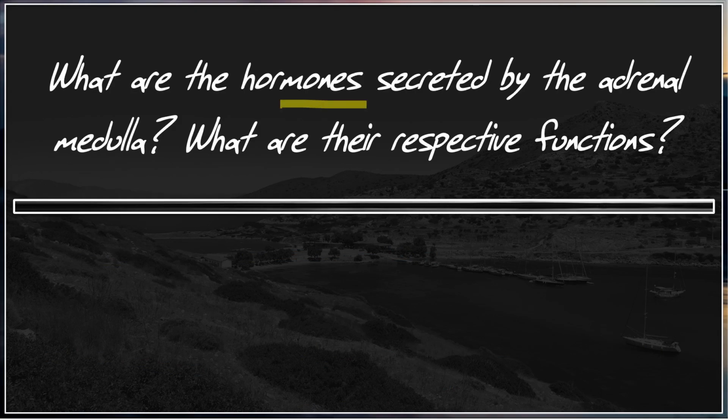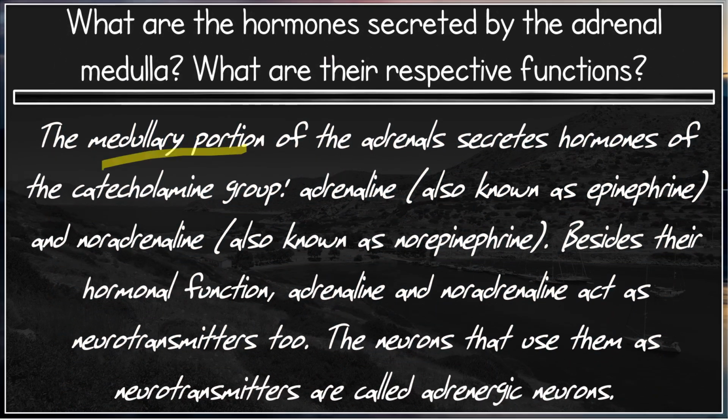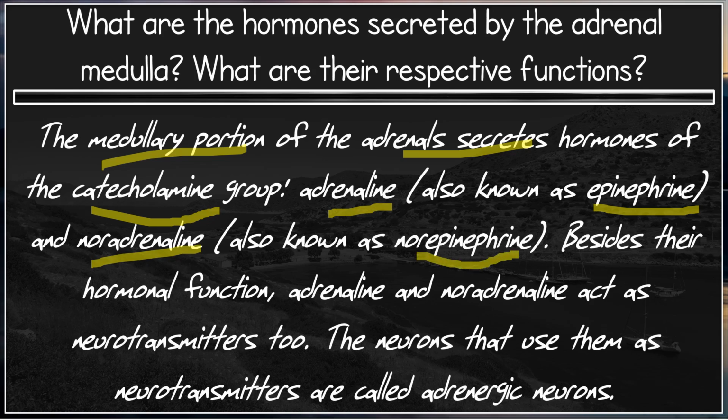What are the hormones secreted by the adrenal medulla and their respective functions? The medullary portion of the adrenal secretes the catecholamine hormones, a group of adrenaline, also known as epinephrine, and noradrenaline, also known as norepinephrine. Besides their hormonal function, adrenaline and noradrenaline act as neurotransmitters too. Neurons that use them as neurotransmitters are called adrenergic neurons.